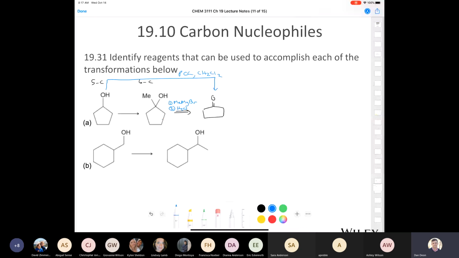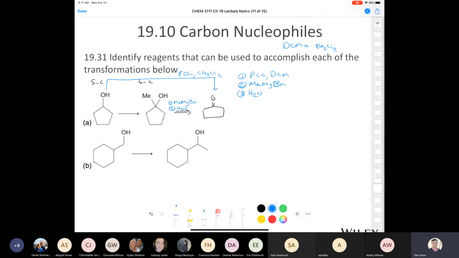So overall, the first step is going to be PCC and dichloromethane. Remember that DCM is the same thing as CH2Cl2. It means the same thing, dichloromethane. The second step would be to treat it with methyl magnesium bromide. And then finally, in the third step, you throw water on it. Okay? All right, let's look at the next one.